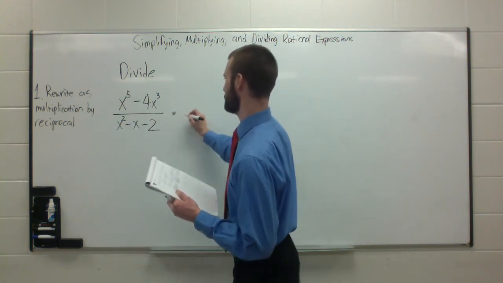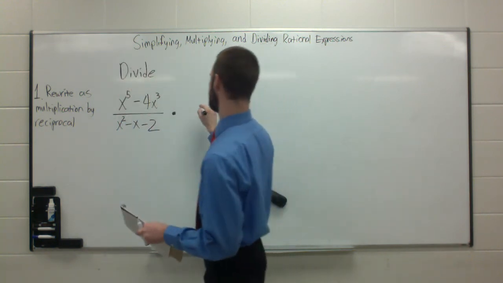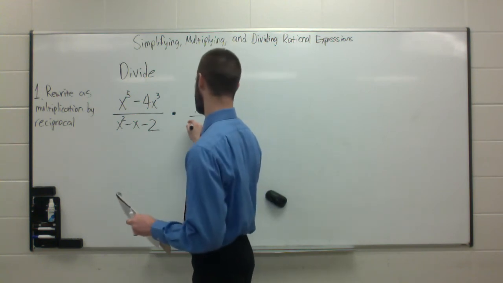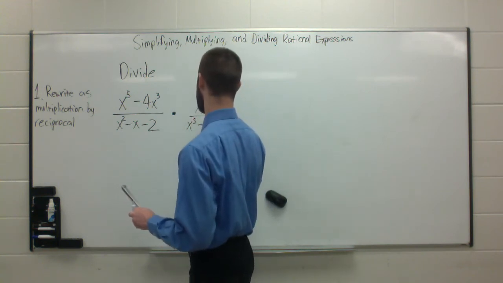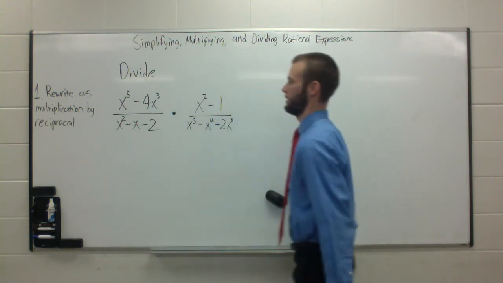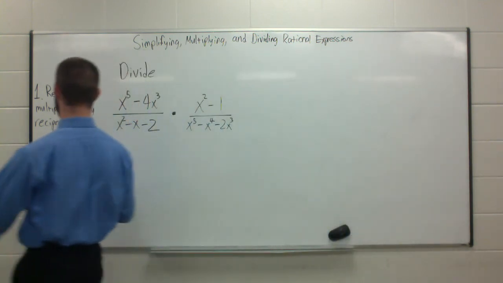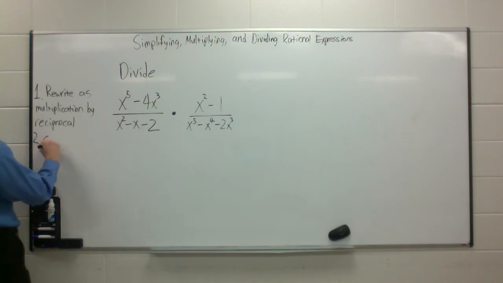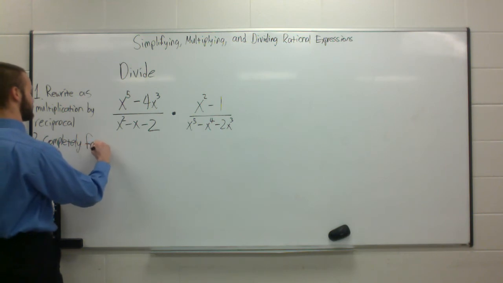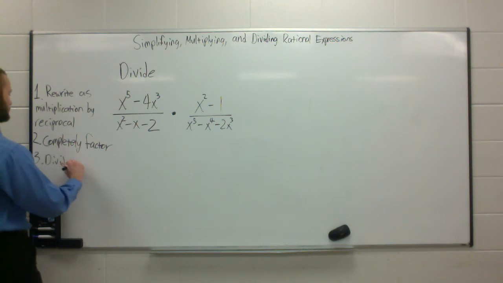Remember, the first one doesn't change at all. So now in the numerator, I have x squared minus 1. In the denominator, I have x to the 5th minus x to the 4th minus 2x to the 3rd. But it still looks ugly because we have all these x to the 5th powers. Now, it's multiplication, so we completely factor. These are the same steps as multiplication at this point. And then we're going to divide out the common factors.